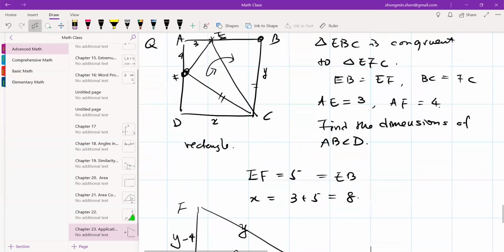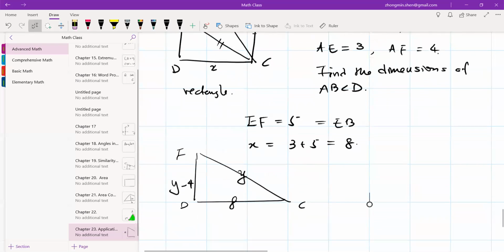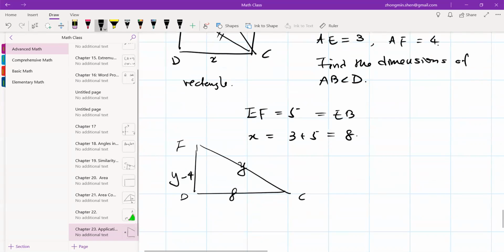Right? So I cannot use those two congruent triangles because I don't know what E and C are. After I find the y, I can find the EC. I cannot express EC in terms of y. Okay? So now you apply the Pythagorean theorem.